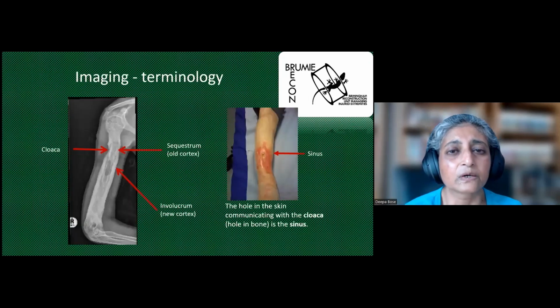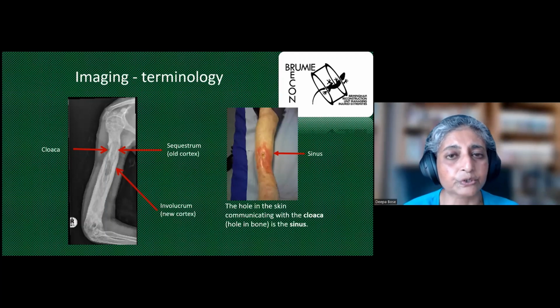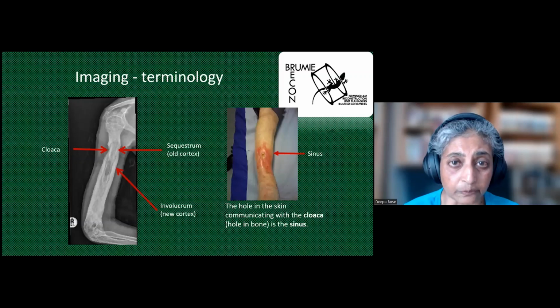So what about imaging? So I'll just talk to you briefly about the nomenclature that we use when we talk about infection. So if you look at the image on the left-hand side of the screen, you'll see that there are several arrows pointing to important structures. So the old dead cortex is referred to as the sequestrum. And you can see that it is encased by new bone, which is called the involucrum. There's a hole in the involucrum, which is called the cloaca. And this is where the discharge and bits of dead bone will come out from.